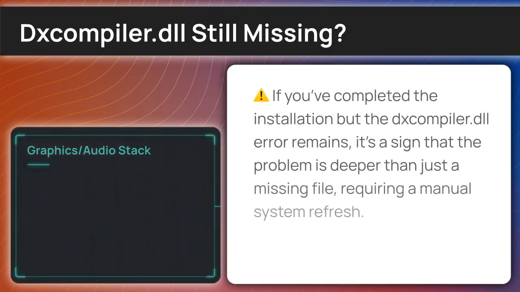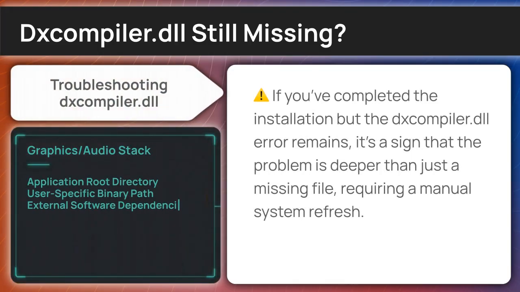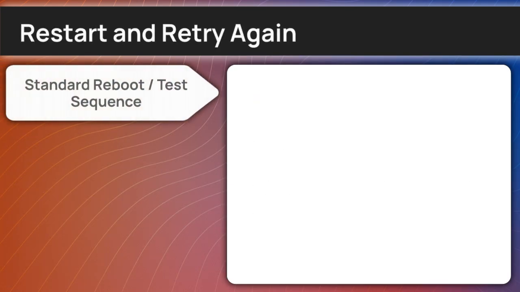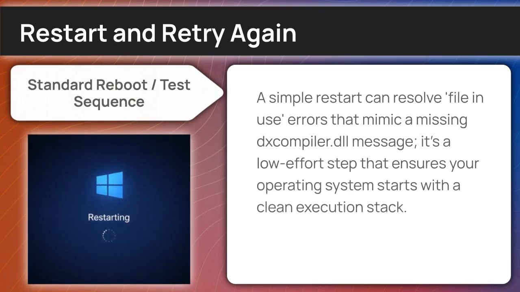In the event the error remains visible, it indicates we need to verify the environment's ability to register new shared resources. A quick reboot can determine if the error is transient. While it won't fix a deleted file, it can re-establish the connection between your software and the Dxcompiler file if the path was temporarily busy.